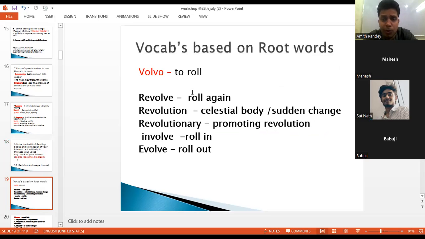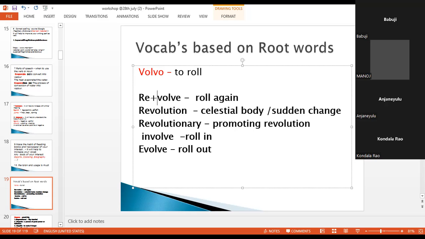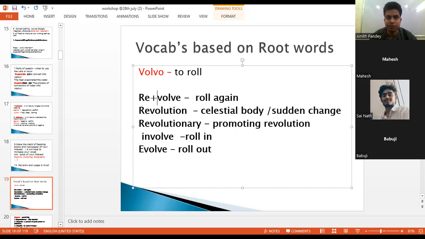The first word is volvo. You might have heard about the car, but actually not like that. Volvo means to roll, and the words based on that are like revolve. As you might be aware, the earth revolves around the sun. This re means again. It is made of two words, re plus volvo. It means to roll again and again.